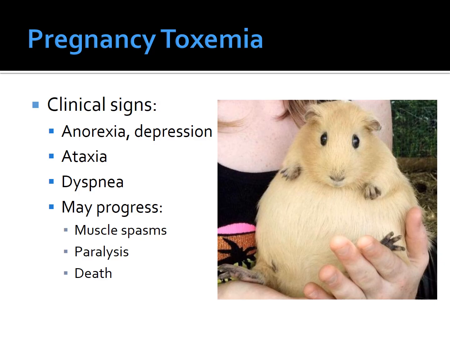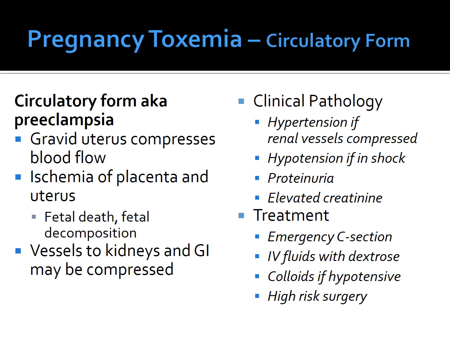Those clinical signs: anorexia, depression, ataxia, dyspnea, and it could progress into muscle spasms, paralysis, and of course, unfortunately, death. There's a circulatory form of this as well, and this is similar to what we see in humans with preeclampsia. So the uterus compresses the blood flow. There's problems getting blood to the placenta, the uterus. You can end up with fetal death, fetal decomposition. It can impact the kidneys. It can impact the GI tract. This can be a scary, scary thing.